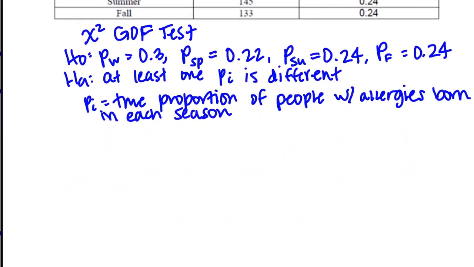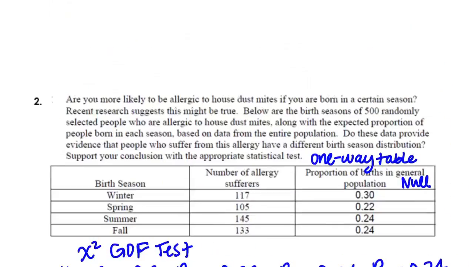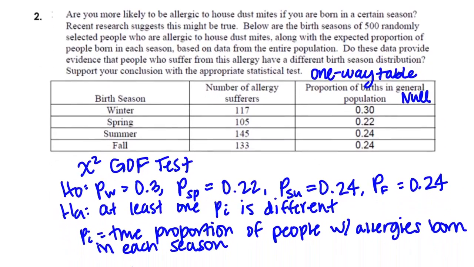All right, so let's do the assumptions. So there's only one sample. I can just start by writing random. I don't need to separate into 2 groups. We have 500 randomly selected people with allergies.